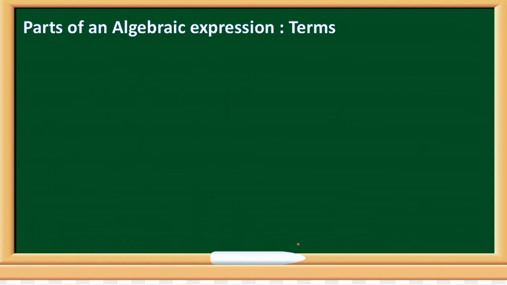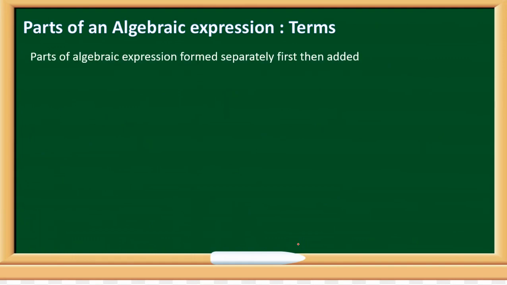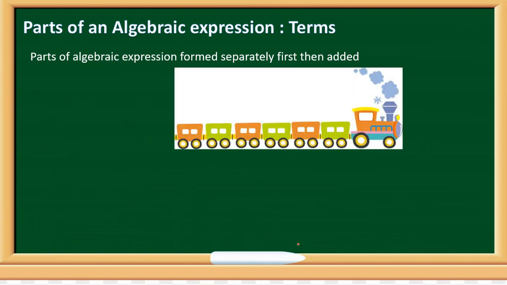Now important points are that in an algebraic expression there are terms. So terms are parts of an algebraic expression formed separately first, then added, as we have seen in the image of a toy train. In all these are the different coaches, or we can say different compartments. So by combining the different compartments with this engine, the train is formed, correct?